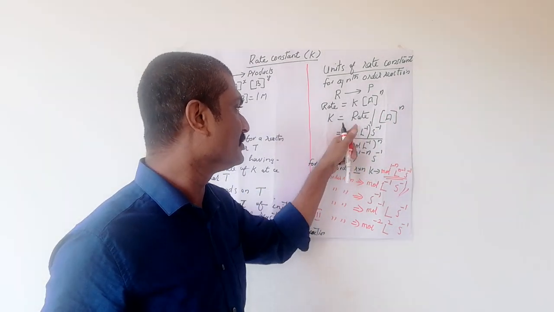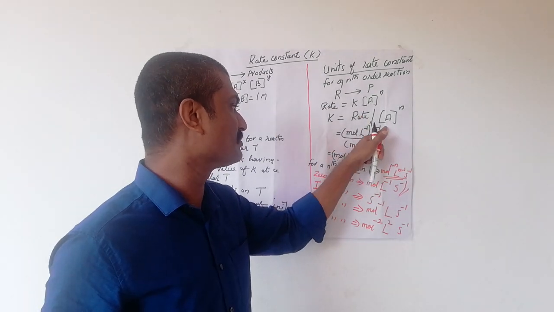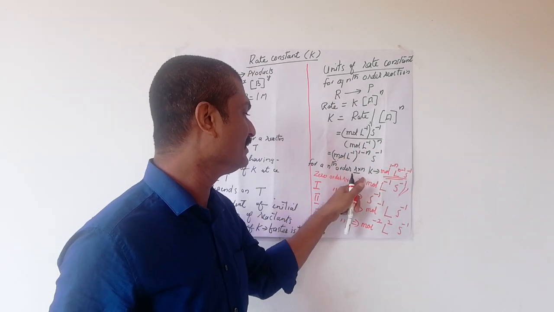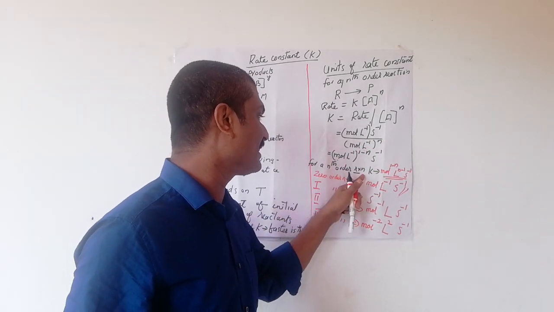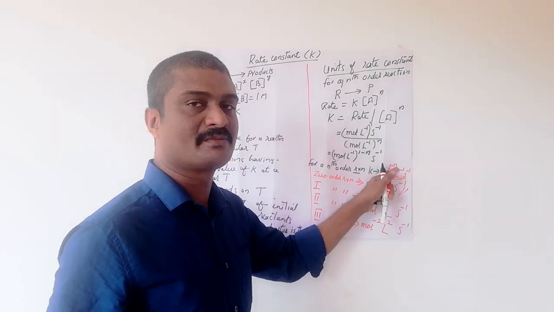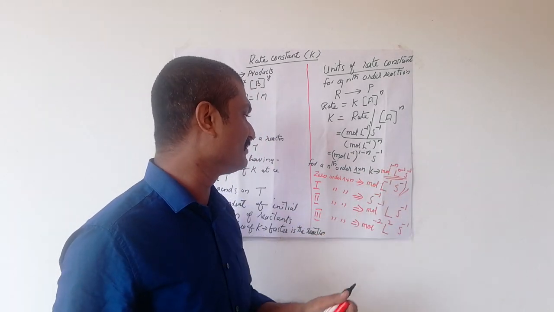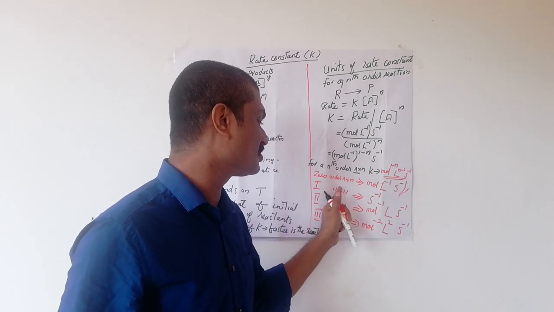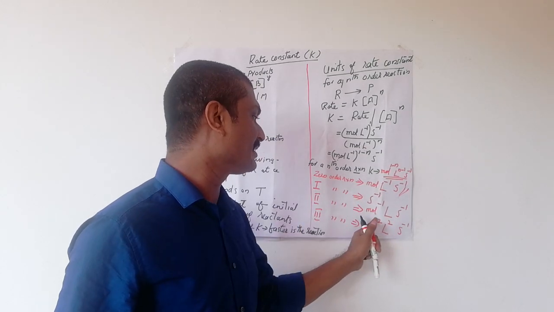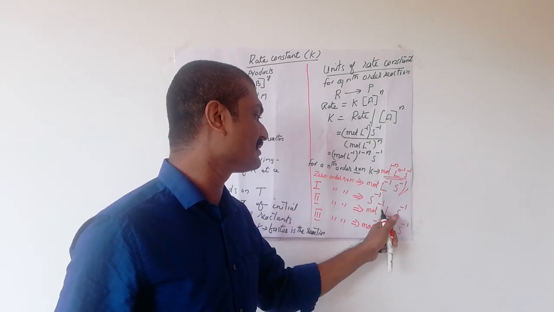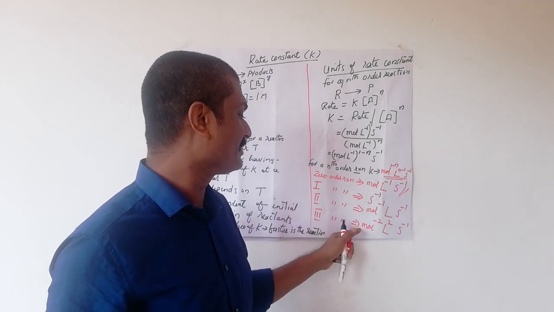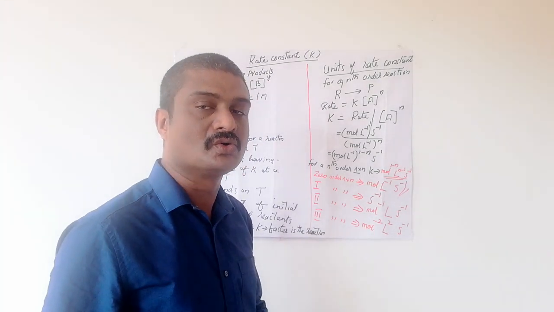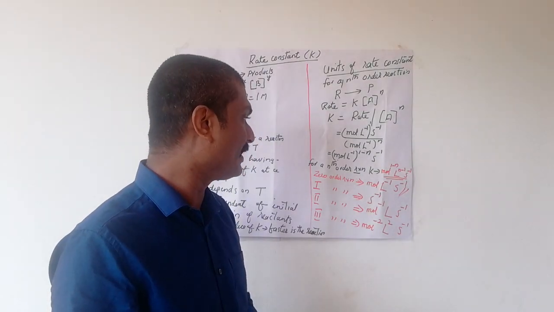That means the unit of rate is mol liter inverse second raised to minus 1, and the unit of the molar concentration of the reactant is (mol liter raised to minus 1) all raised to n. That means for an nth order reaction, the unit of K is mol raised to 1 minus n, liter raised to n minus 1, second inverse. For a zero order reaction, the unit of K is mol liter inverse second inverse; first order, second inverse; second order, mol raised to minus 1, liter, second raised to minus 1; and for a third order reaction, the unit of K is mol raised to minus 2, liter squared, second raised to minus 1.